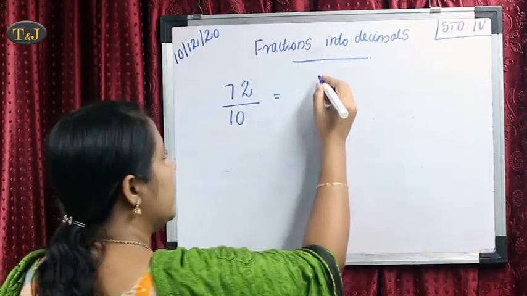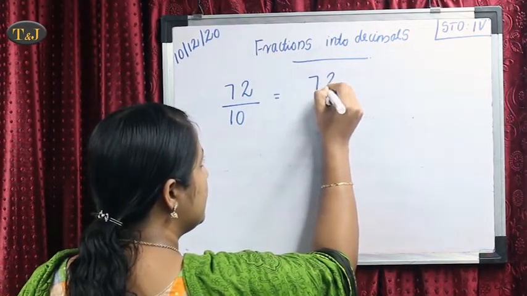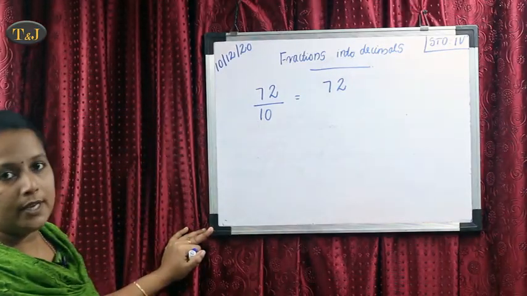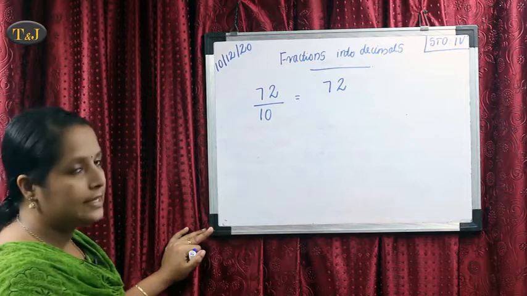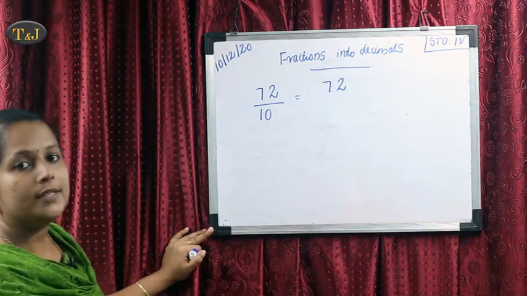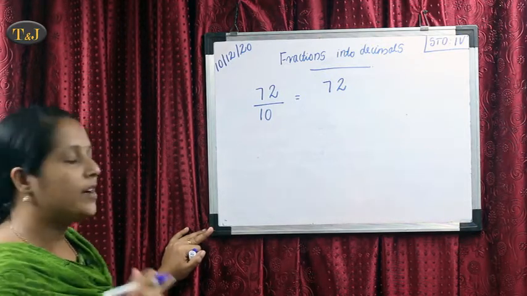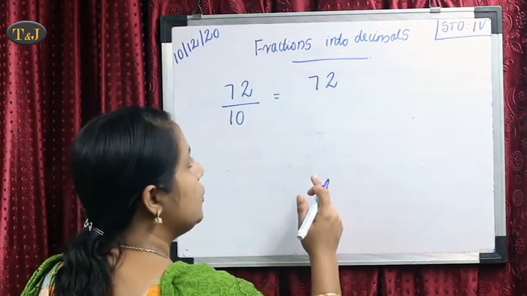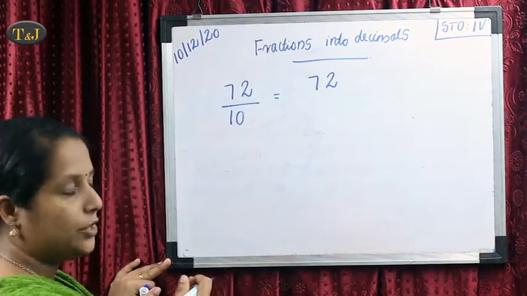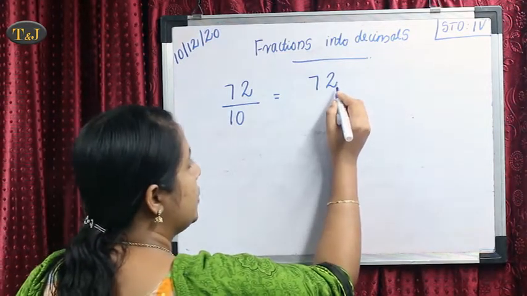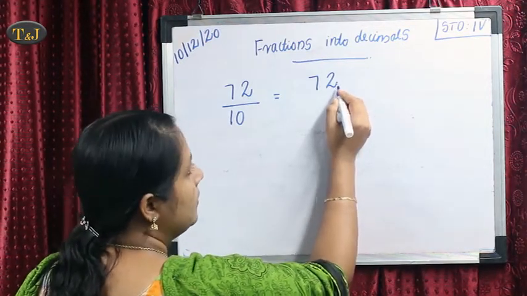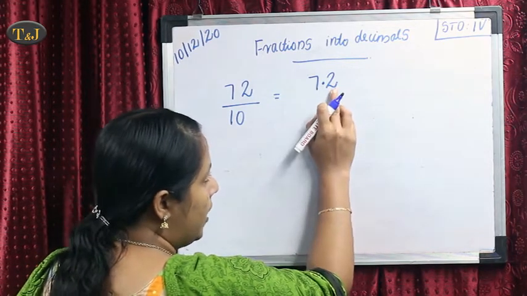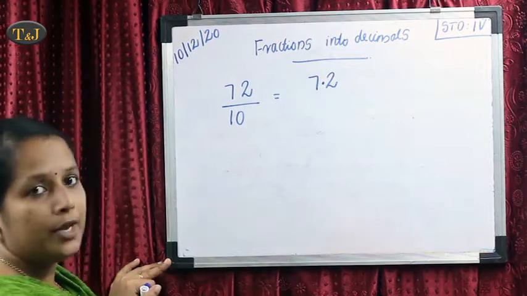First we just write the numerator, 72. Then we take our denominator, which is 10. In the denominator, how many zeros are there? There is only 1 zero. So we put the decimal point after 1 digit from the right side of our numerator. That means we have to put the point here, one digit from the right.